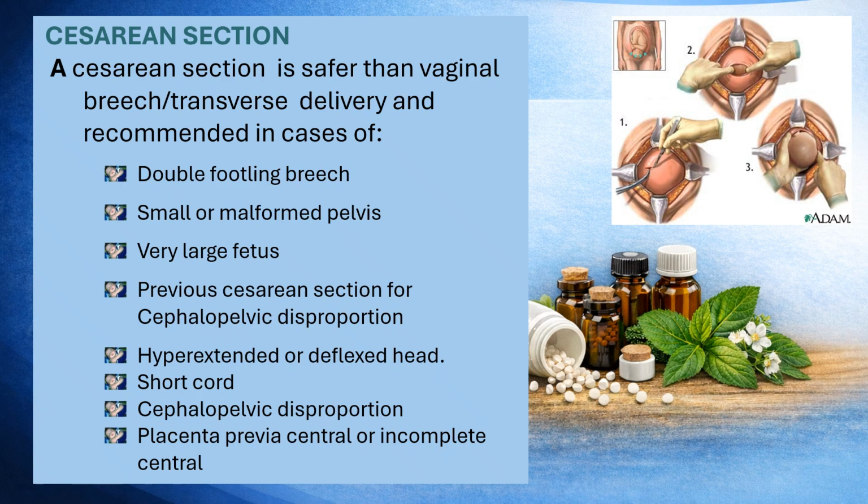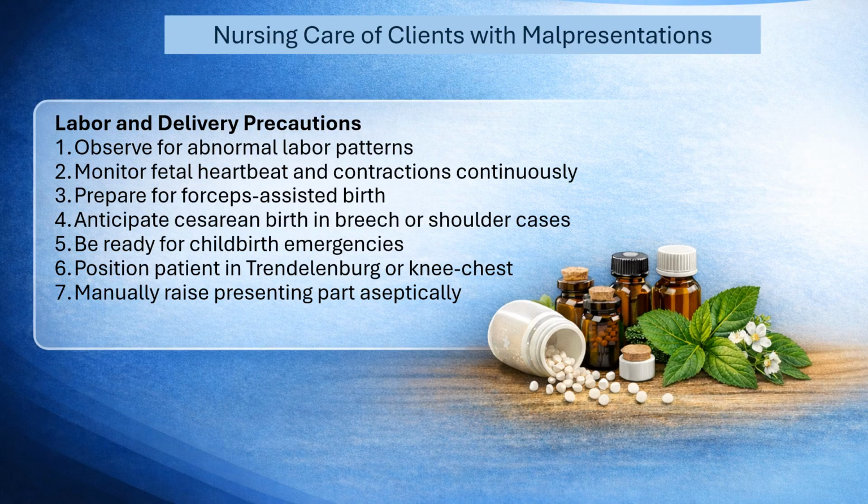Caesarean section is required when there is double footling breech, small or malformed pelvis, very large fetus, previous caesarean section for cephalopelvic disproportion, hyperextended or deflexed head, short cord, cephalopelvic disproportion, and placenta previa central or incomplete. These are the indications for essential caesarean section.